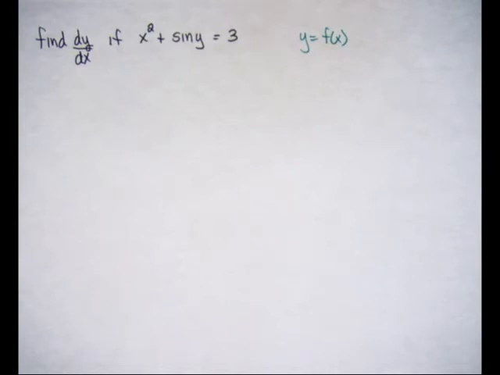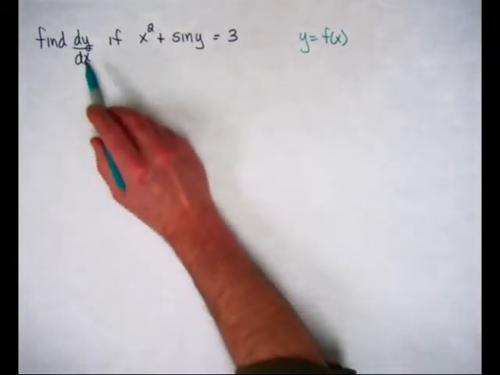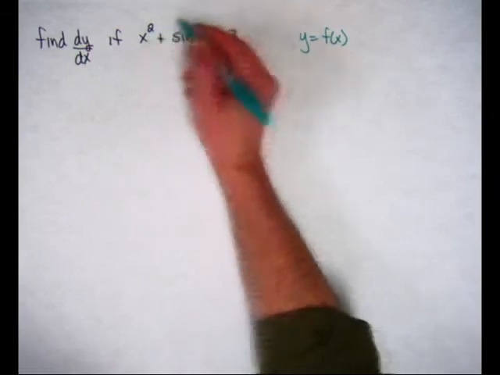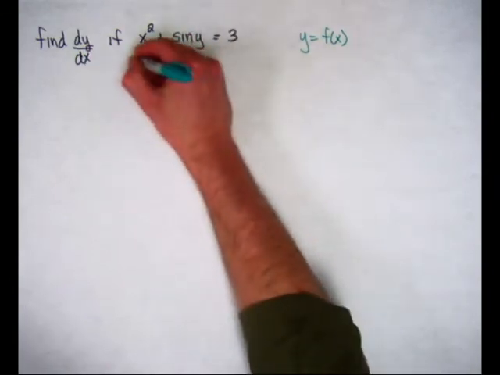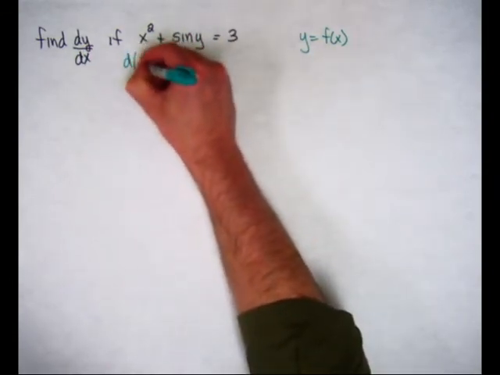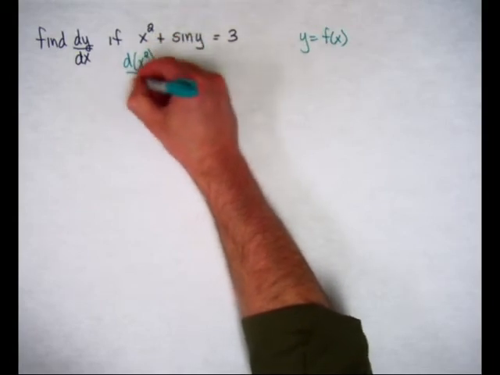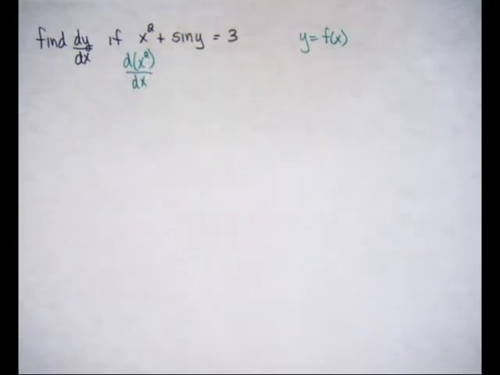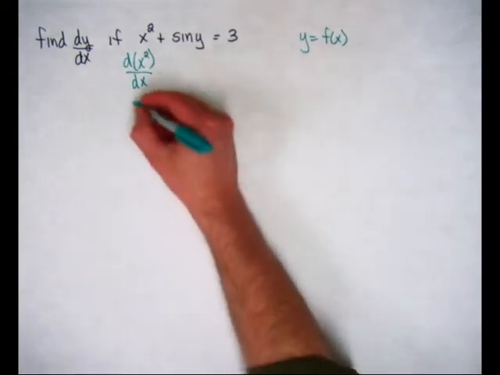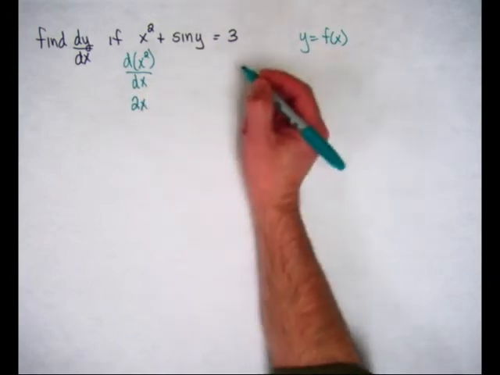So we have to use a technique called implicit differentiation. What we're doing here is we want to find the derivative of y with respect to x. There are three terms. We have to take the derivative of every term in this expression with respect to x. Well, x squared is a function of x, so the derivative of x squared with respect to x is just 2x.